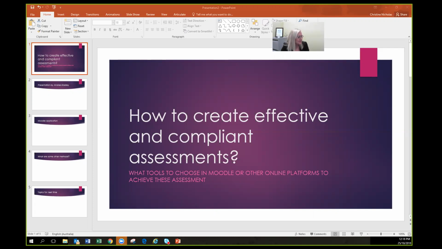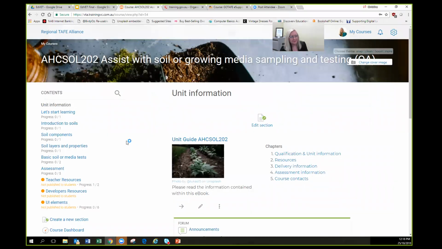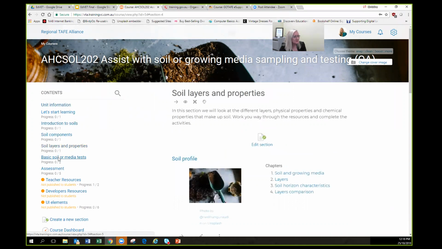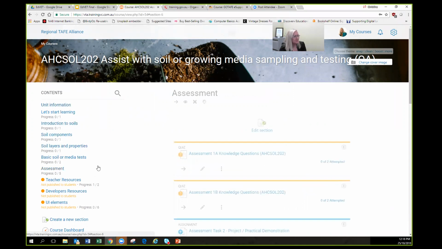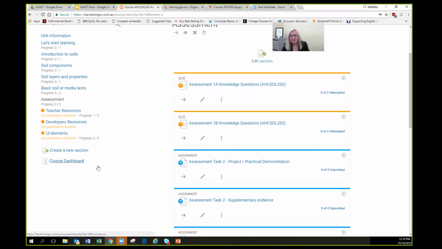I'm going to bring up the Moodle shell that is for that particular unit, which is this one here, assist with soil growing media sampling and testing. This unit has all the content in here, but we've got a topic called assessments, and this is where the assessments are. Because we're looking at trainees, we've broken it into quizzes, so quiz questions testing their knowledge, and then a task, a project practical demonstration with supplementary evidence, which would be coming from the employer.